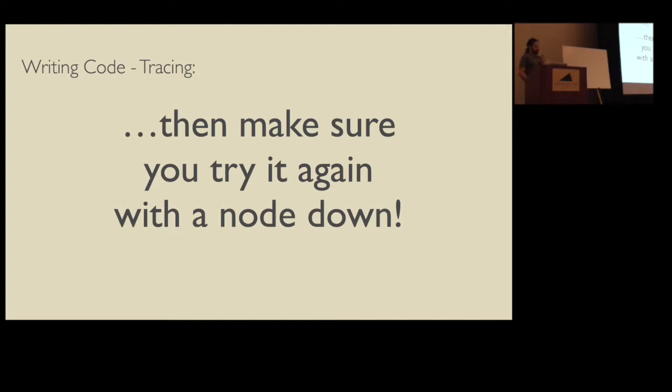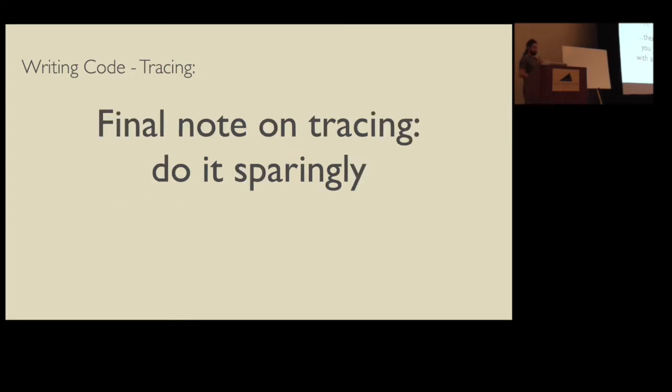Then make sure you do all of this with a node down, because that's going to be the most interesting output, to make sure that in a failure situation your cluster is doing what you expect. A final note on that is to do it sparingly, because the results are written to a table on disk. Every time you run a trace, you're writing a bunch of columns in a row somewhere into the system schema, and it's being persisted on disk. So you can quickly shoot yourself in the foot.